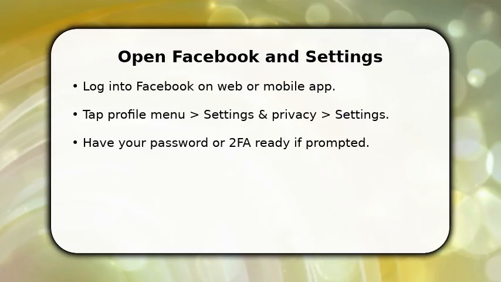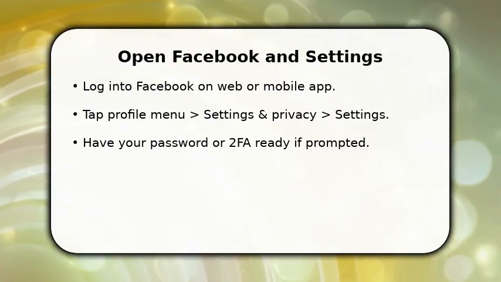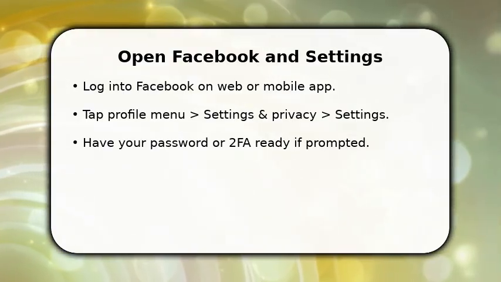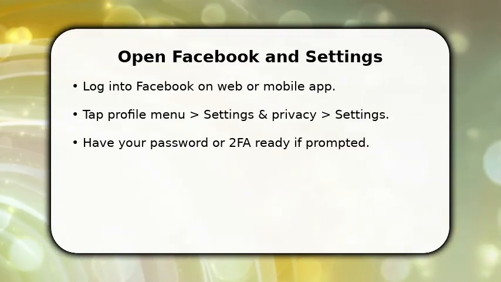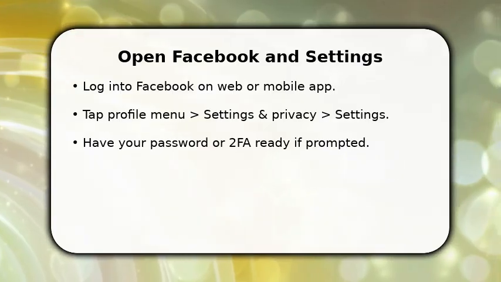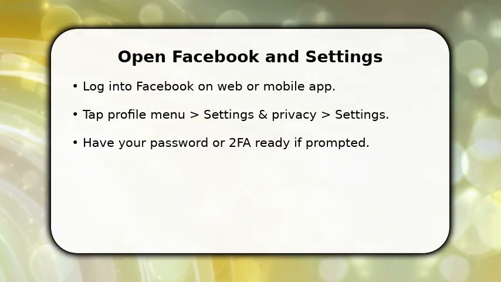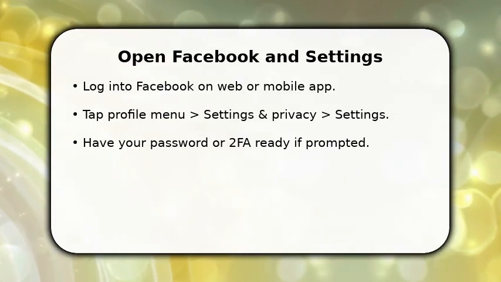Enjoy the video. You start by signing into Facebook, then go straight to Settings and Privacy and open Settings. Once there, choose Privacy or Privacy Checkup to access controls. This is where visibility settings live. Make sure you have your password or two-factor authentication ready since Facebook sometimes asks to re-verify. You're taking the first actionable step now.